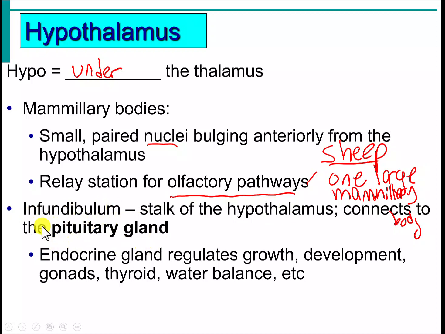Also in this region, you'll find the infundibulum, which is a stalk to which the pituitary gland is connected. A lot of times during the sheep brain dissection, the pituitary gland gets pulled off when the dura mater is removed, but you can still see the pituitary gland kind of nestled in the dura mater. The pituitary gland is an endocrine gland that regulates growth, development. It regulates the gonads, the ovaries, and the testes. It does a lot of things. And when you get into A&P2, you're going to go into a lot more detail about the pituitary gland.